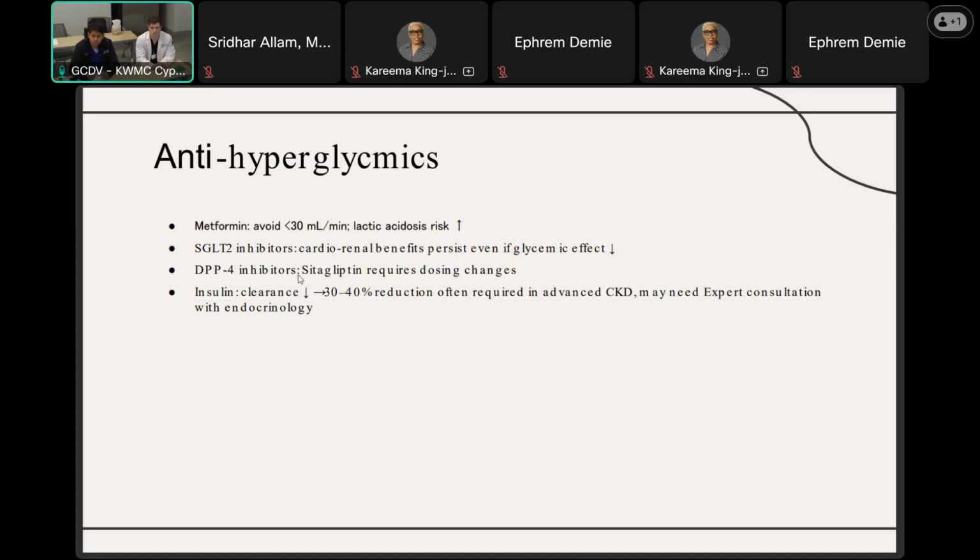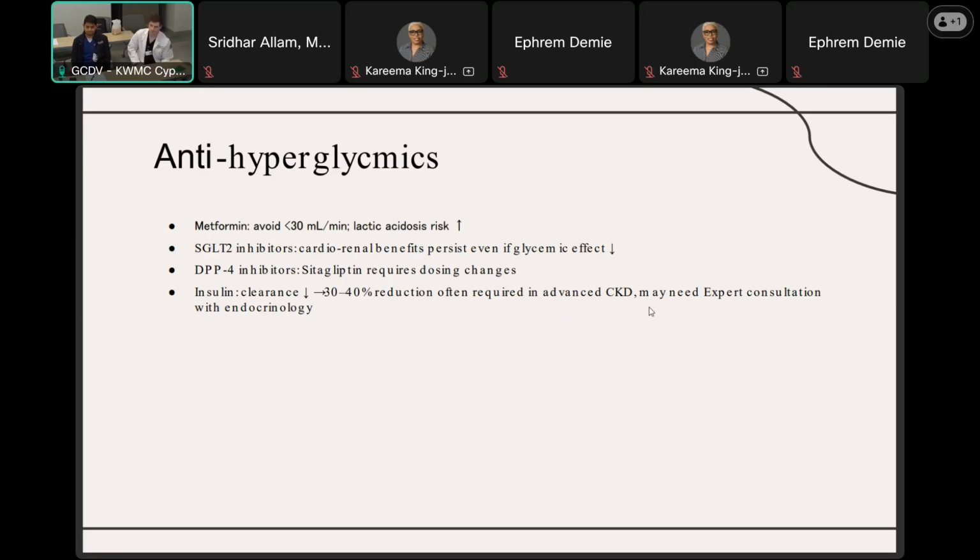DPP4 inhibitors, for example Januvia, require dosing changes, and there is actually a stepwise decrease depending on the GFR. If the GFR is below 25, you reduce by 50%. If the GFR is below 50, you can reduce the dose by 25%. Insulin is a very large molecule, and the insulin dose sometimes needs to be reduced as much as 30 to 40%, depending on the patient's GFR.